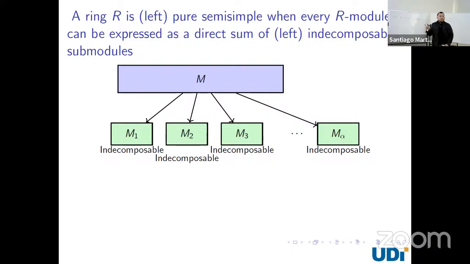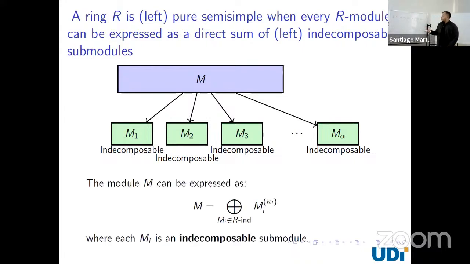So this is the first definition. A ring R is a left pure semisimple ring when every R-module can be expressed as a direct sum of indecomposable submodules. I put left, but the analogous can be defined for the right. So if we have a module M and we have submodules, all of them indecomposable, and we can express this module as a direct sum of indecomposable modules, and this happens for every R-module M, then we say we have a left pure semisimple ring.